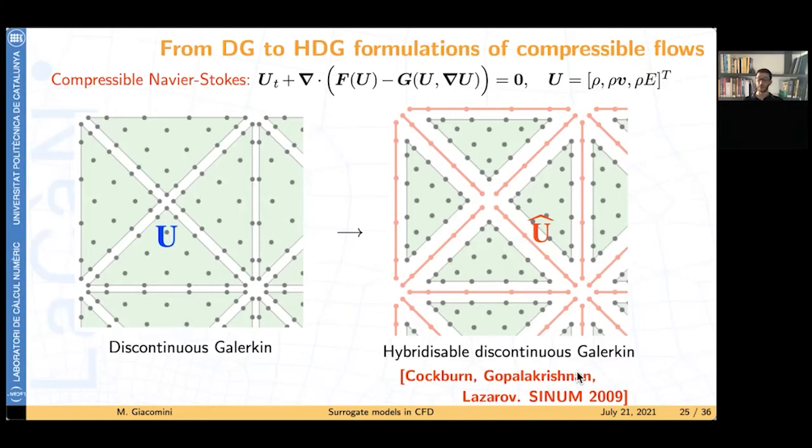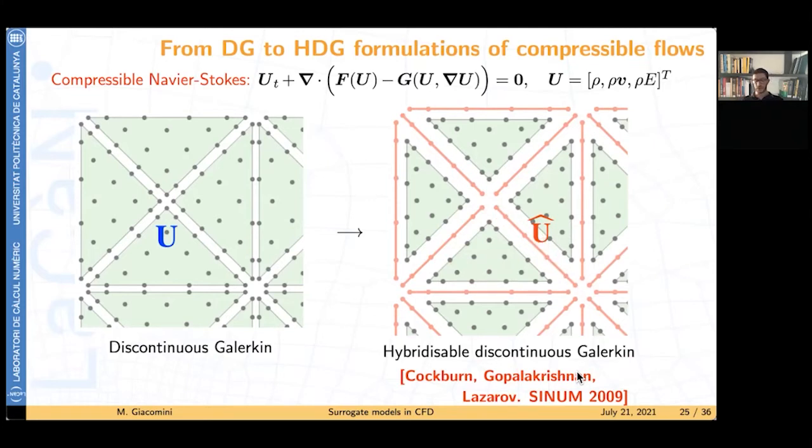And so we are left only with our unknown on what we call the mesh skeleton, which is represented by these edges here in 2D and the faces of the elements in 3D. And so our globally coupled degrees of freedom are only the degrees of freedom of what we call U hat. It's our hybrid variable, which lives on this mesh skeleton.